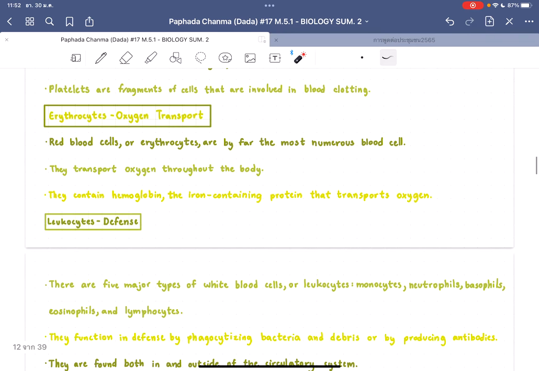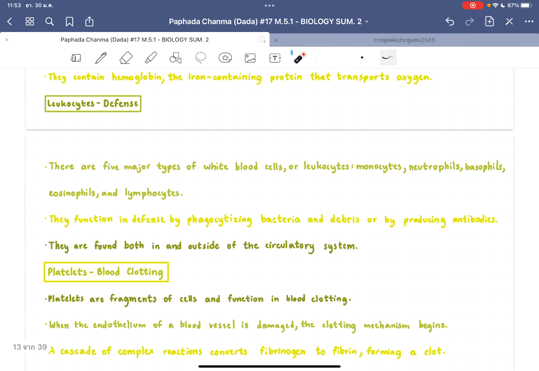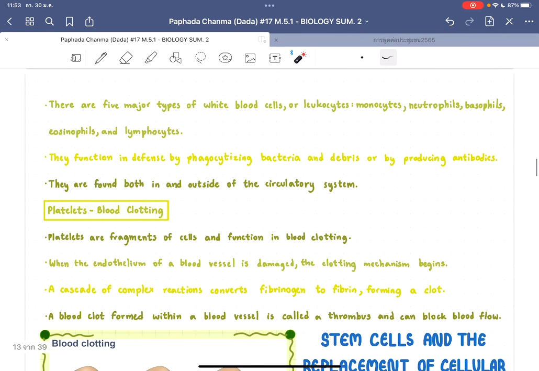The next one is the leukocytes, which are white blood cells. They function in defense. There are five major types of white blood cells, or leukocytes, which are the monocytes, neutrophils, basophils, eosinophils, and the lymphocytes. They function in defense by phagocytizing bacteria and debris or by producing antibodies. They are found both in and outside of the circulatory system.